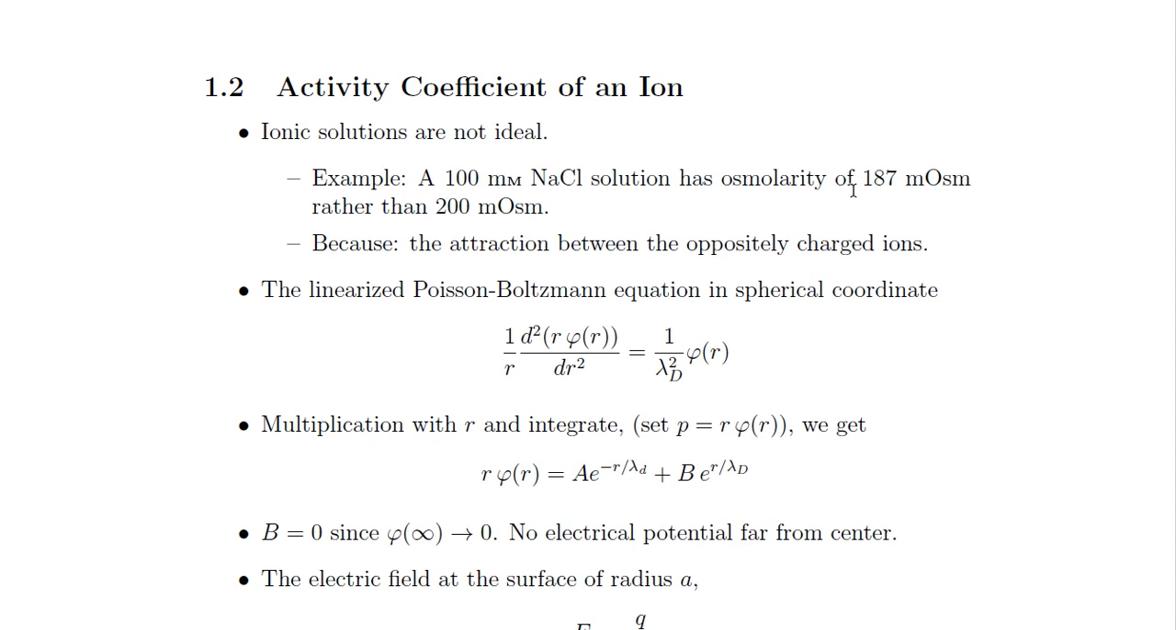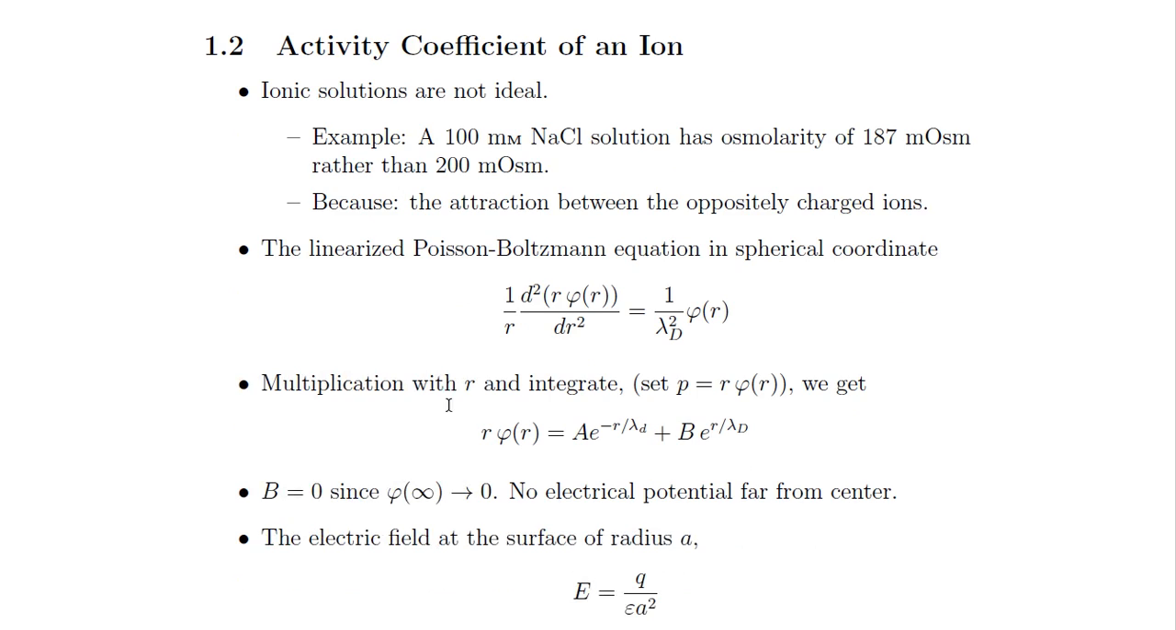Okay, so if we take the previous one, the linearized Poisson-Boltzmann equation in spherical coordinates, we will replace nabla squared with the spherical coordinate form, so we can write it like this. If we multiply by r and integrate, we are going to get r times A exponential minus r over lambda D plus B exponential r over lambda D.